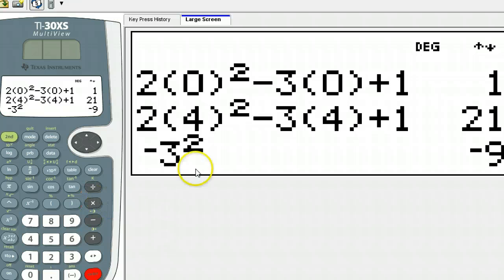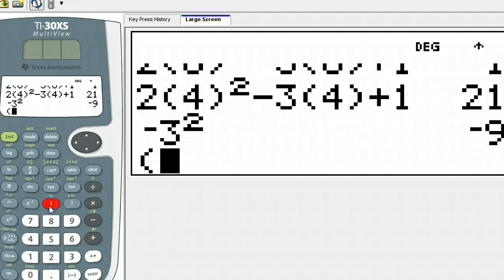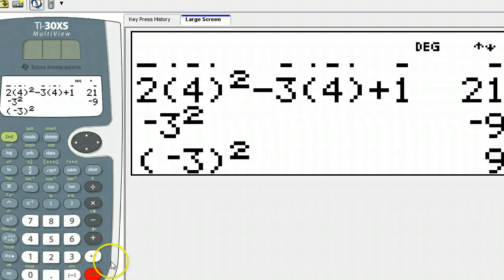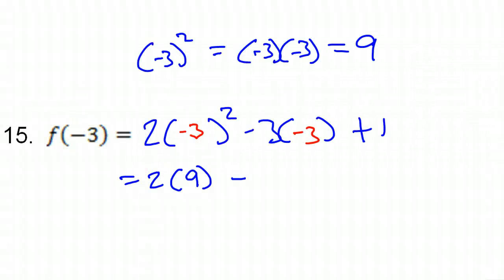Now here we have negative 3 times negative 3. That is a positive 9. And then your plus 1. Okay, I'm just going to copy this down for right now. All right, now I'm going to do all my multiplication. So this is 18, and like I said, this is positive 9, and then positive 1.